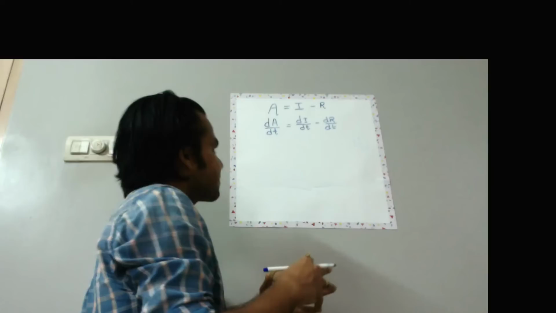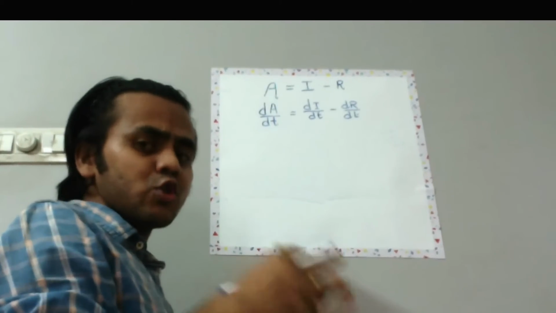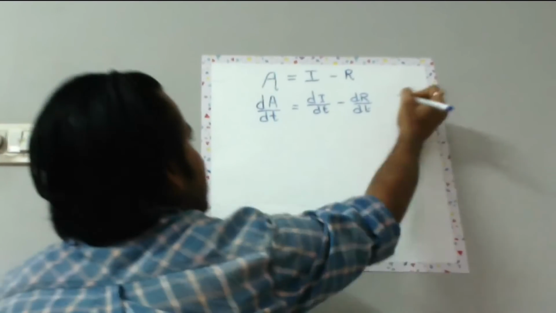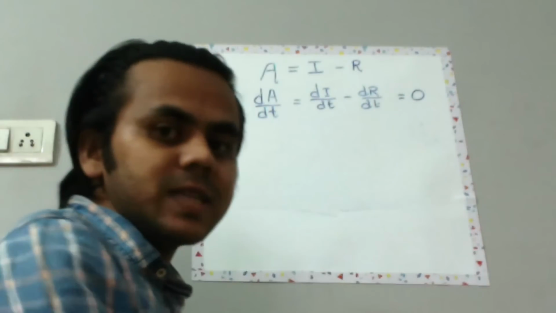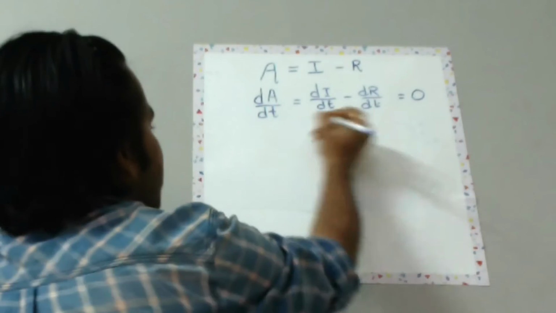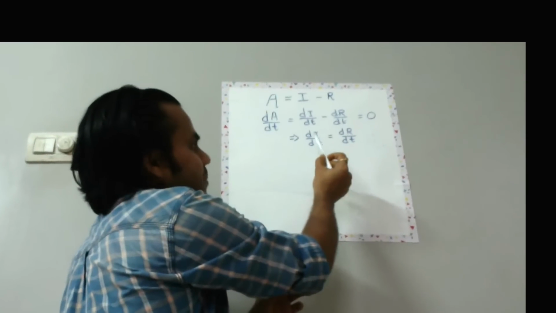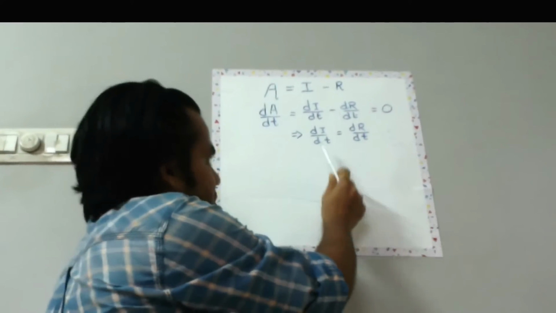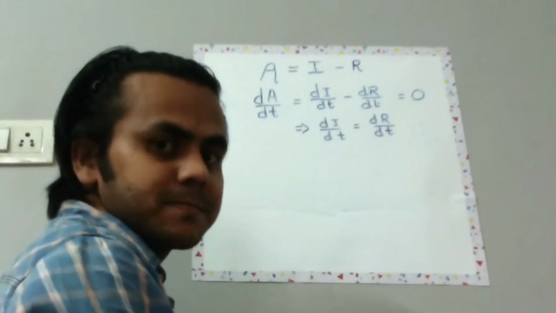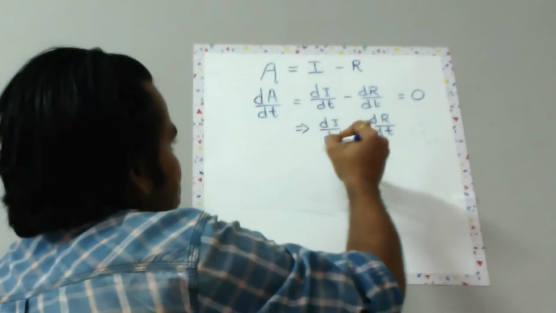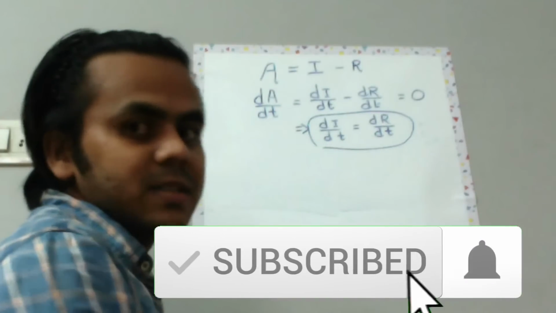Now, if we want the active cases to stop growing, this needs to be 0, which implies total number of infection must grow at the same rate as total recoveries. Now, this is not the only criterion here. Let's understand why.